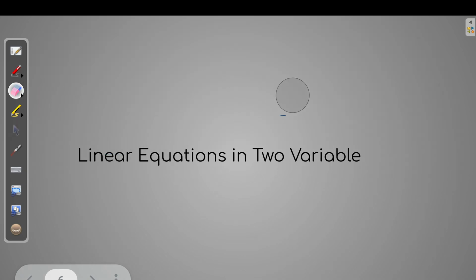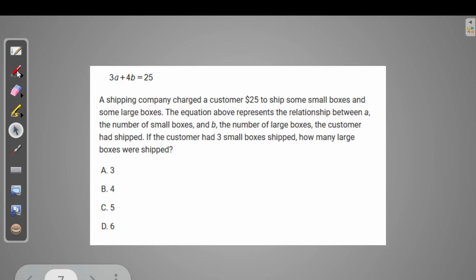And so now we're going to move on to linear equations in two variables, where it usually gives you two unknown variables, and you're going to have to find one of the two. So for this problem, the easy one, we have the equation 3a plus 4b equals 25, and it gives you some context here: 25 to ship some small boxes and some large boxes. The equation above represents the relationship between a, the number of small boxes, so we have to know that a is small boxes and b is large boxes.